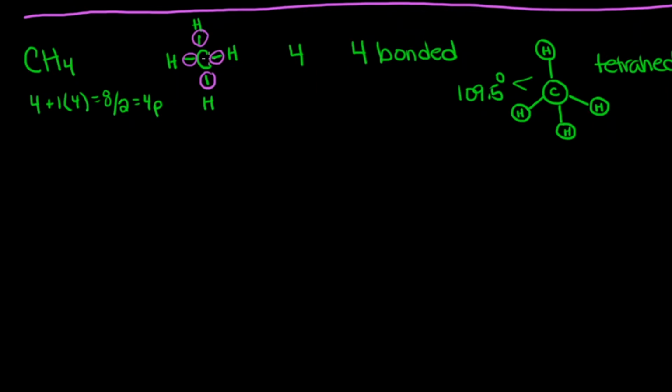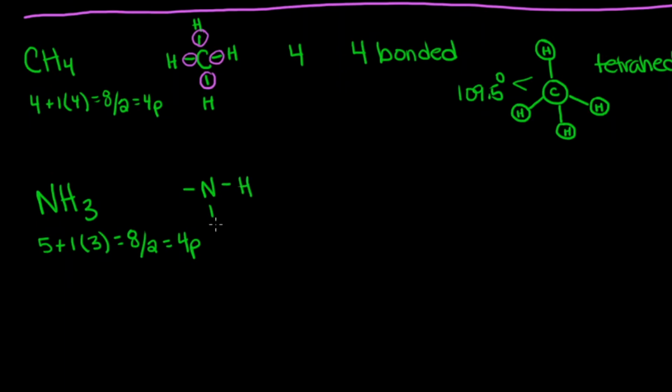All right, let's stick with this family. So we're going to stick with 4 domains, and now we're going to do our second to last example, NH3. 5 valence electrons, 1 times 3, 8 divided by 2, 4 pairs. Okay, so we've got our nitrogen to our 3 hydrogens. That 1 pair that remains cannot go on hydrogen, so it has to go on that central atom.